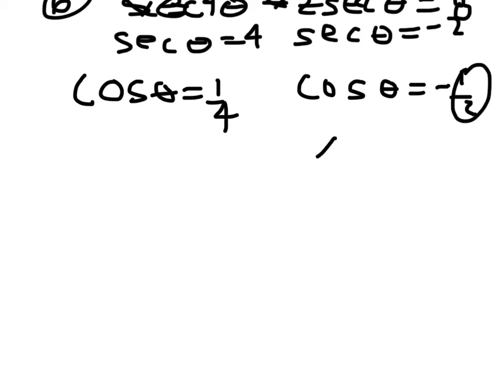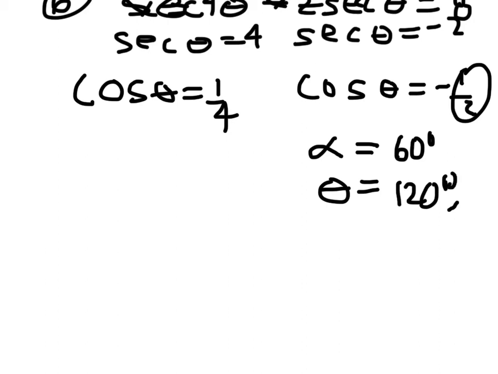Using the half, we can get a reference angle of 60 degrees. Cosine is a half at 60, and it's negative in quadrant 2. 180 minus 60 is 120. And quadrant 3, 180 plus 60 is 240.